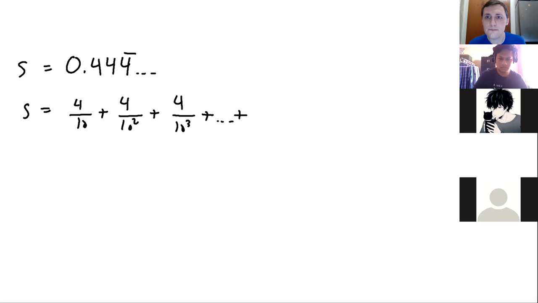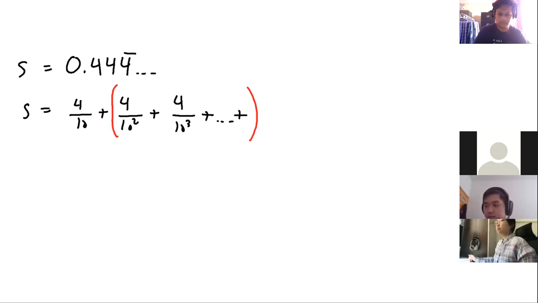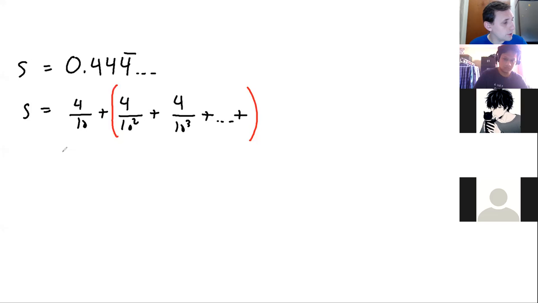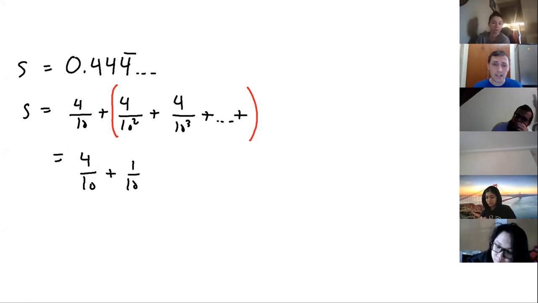Then we place parentheses around everything except for the first term. Do you see why we do that? It's because what's in the red parentheses can be seen as the entire sum once I factor something. Now, what do I factor? I clearly would like to factor 1 over 10. So it's 4 over 10 plus 1 over 10, and then whatever follows in the summation. Once I factor 1 over 10, what's inside the red parentheses looks exactly like the original sum. Do you agree? And if it looks exactly like the original sum, I can simply write it as S.